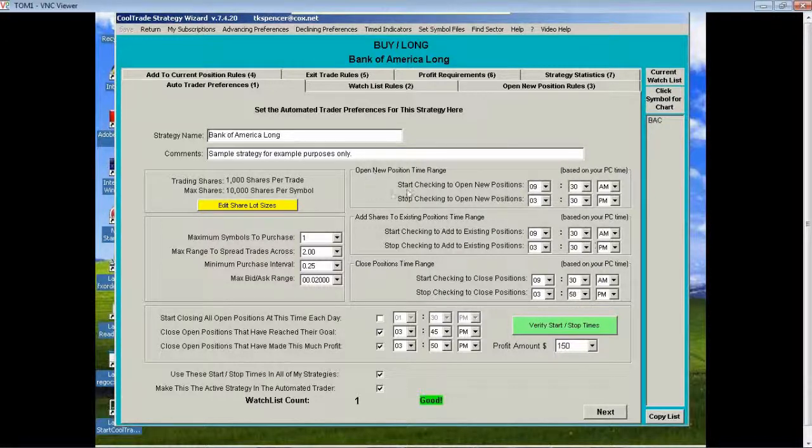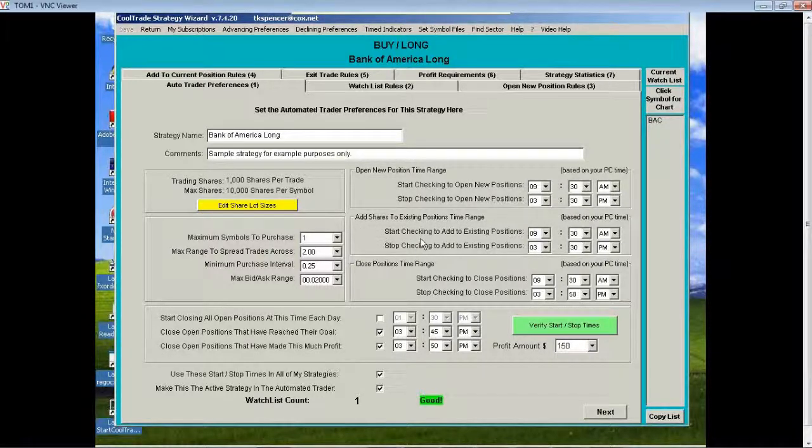So this first column here, I'll just go over each one of them real quick. We've got our open position time range from 9:30 to 3:30 p.m. So what that means is the market didn't close at 3:30, but it means that we're not going to open up any more positions the last half an hour of the day.